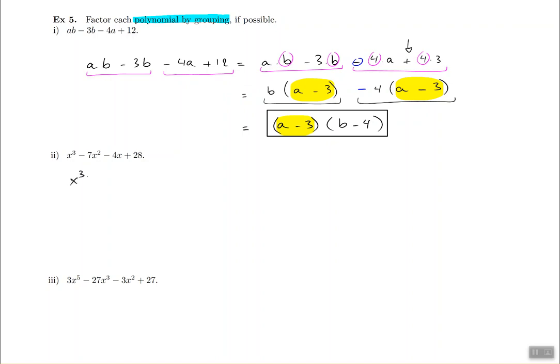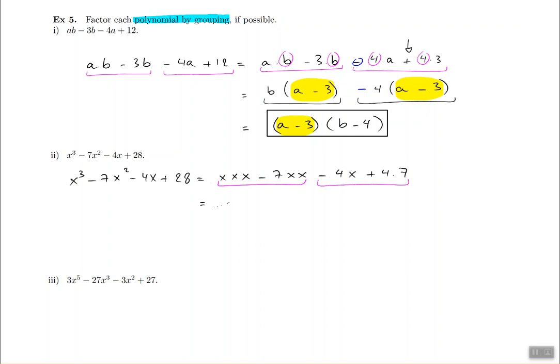Let's try it out again with x cubed minus 7x squared minus 4x plus 28. So I'm going to begin by writing down x cubed as x times x squared, then the 7x squared as 7 times x times x. We've got the 4x, I'm going to write it as 4 times x, and 28 can be written down as 4 times 7. Notice how the 4 terms have nothing in common. However, the first pair have some repeats, and the second pair have some repeats.